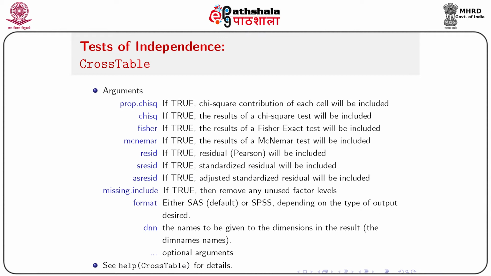The prop.chi-square, if true, the chi-square contribution of each cell will be included. Chi-square, if true, the results of chi-square test will be included. Fisher, if true, the results of Fisher exact test will be included. And McNemar, if true, the results of McNemar test will be included. McNemar is for the repeated measure design for categorical data.